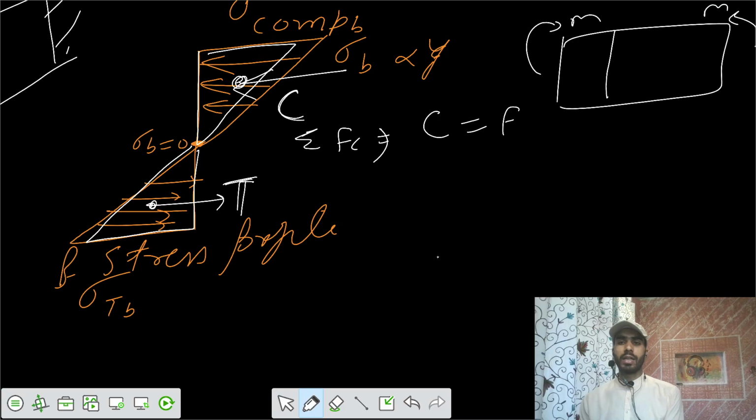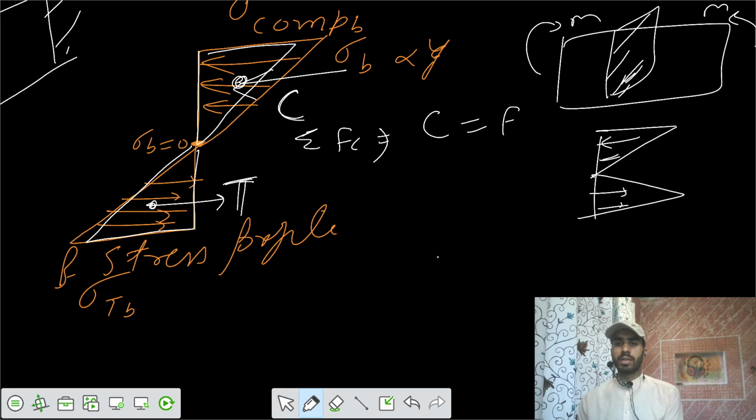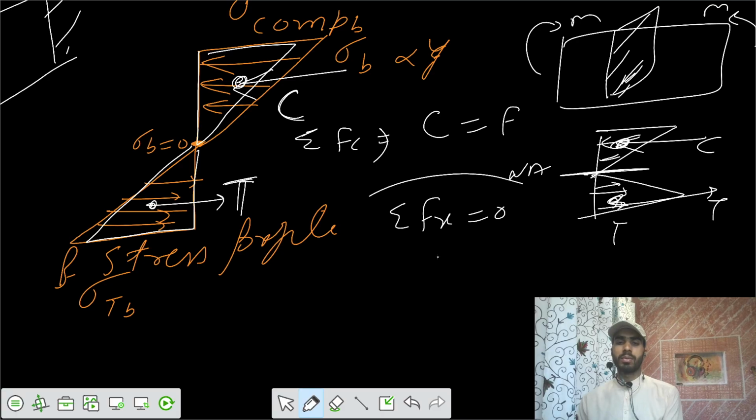If you take any section and see what's happening, there is some compressive stress developed, and some tensile stress developed, and there is some neutral axis. So this is compressive and this is net tensile. They are balancing each other based on force equilibrium, where the sum of Fx goes to 0.